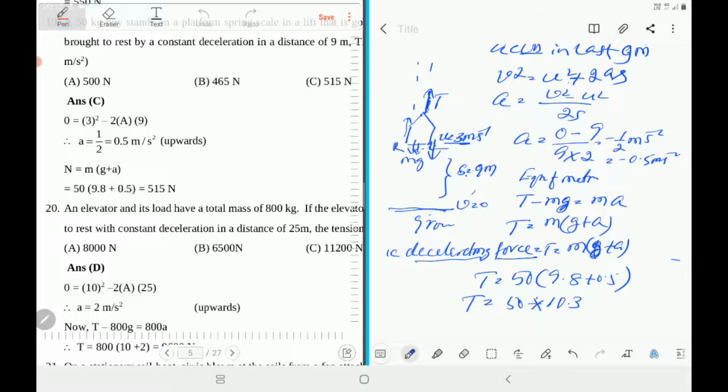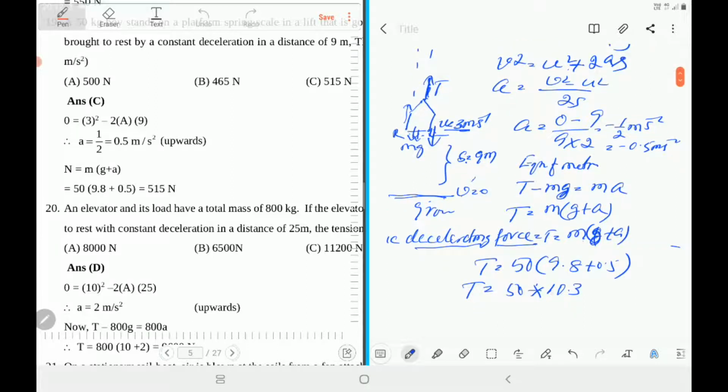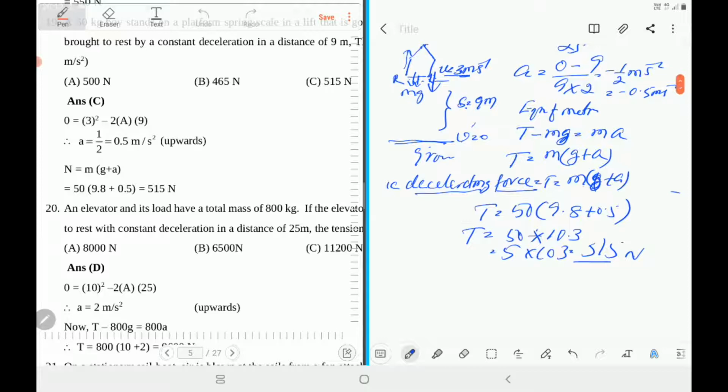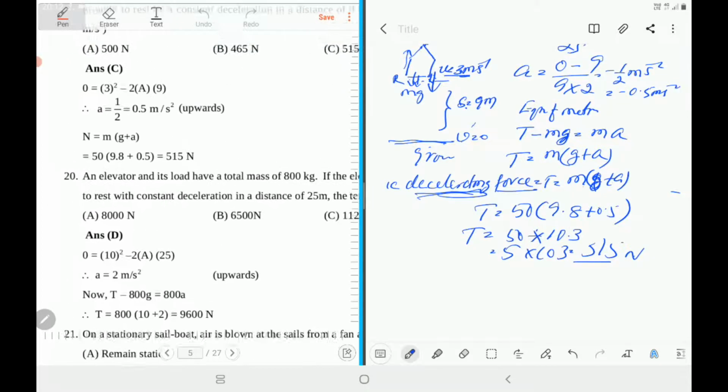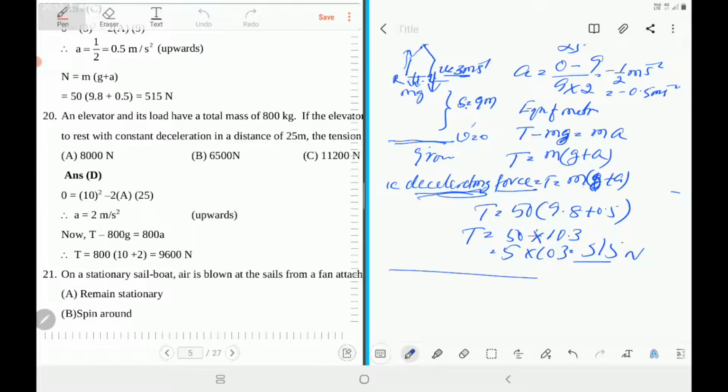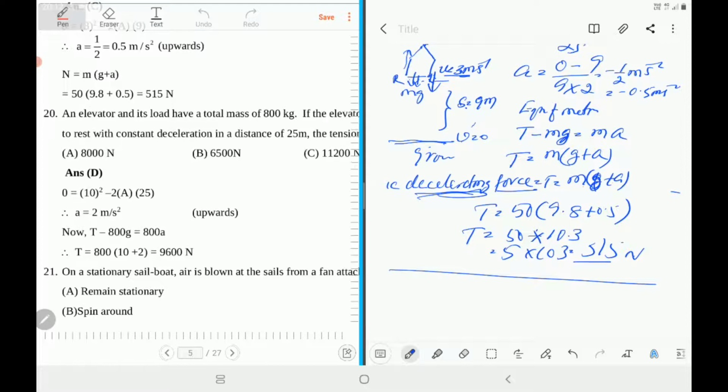The tension that appeared, the extra force that appeared in the string, is the decelerating force, that is m into g plus a, right? If you multiply the two, it will be 5 times 103, that is 515, 5 3 is 15 Newton. That is the decelerating force you applied here. And a similar approach you have to solve. Next one, a slight difference.